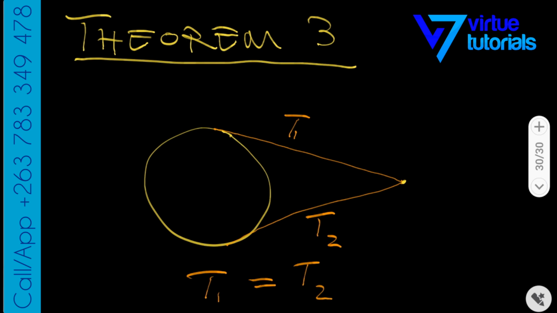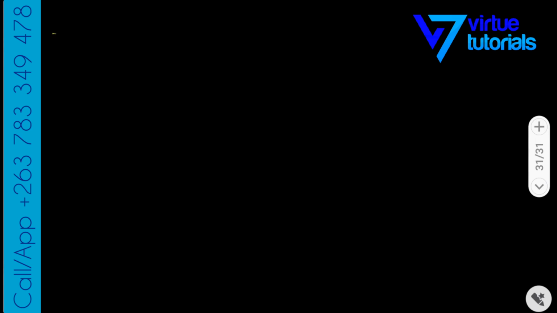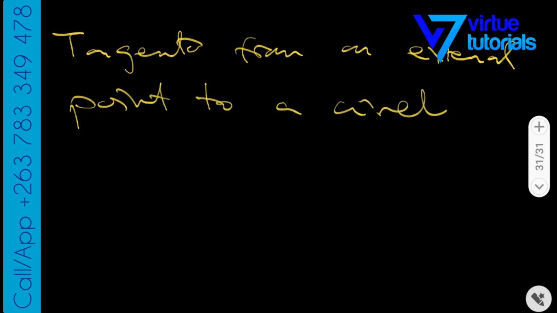The length of T1 is equal to the length of T2, and we can put that in writing and say tangents from an external point to a circle are equal in length.